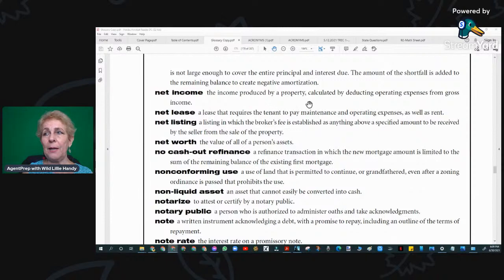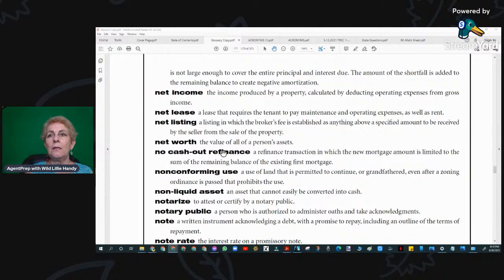Okay, net income. The income produced by a property calculated by deducting operating expenses. So all the costs for operating a rental property, commercial property, a residence, whatever your monthly expenses are, you subtract those from the income. The net lease is also something similar to that. In a net lease, the lessee, that's the tenant, is paying for maintenance and operating expenses. And those operating expenses could be the utilities of the property. If it's a triple net, then they'll have to pay taxes, insurance, maintenance and utilities. So that's called a triple net lease.